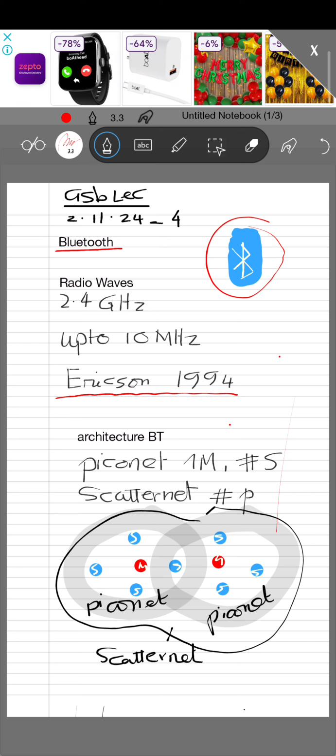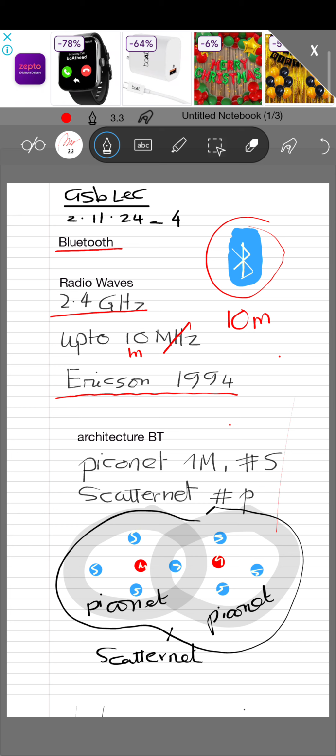Before we look at the mechanism, note that it can work up to a 10 meter range, and it is based on radio frequency or radio waves, which is 2.4 gigahertz. That's not megahertz, at 10 meters.